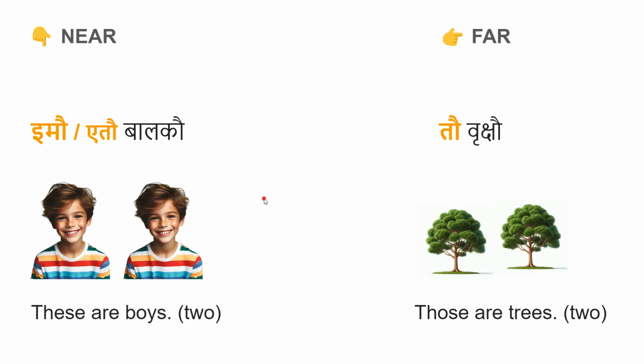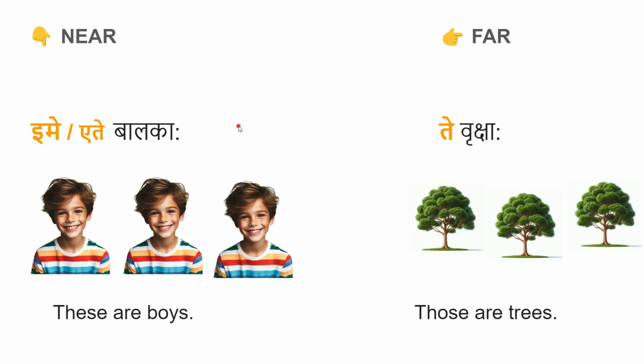So let us look into the dual pronoun. We can say imau balakau, or etau balakau, to refer to these two boys. Far away, a little bit away from you, you can say tau vrikshakau, those are two trees.